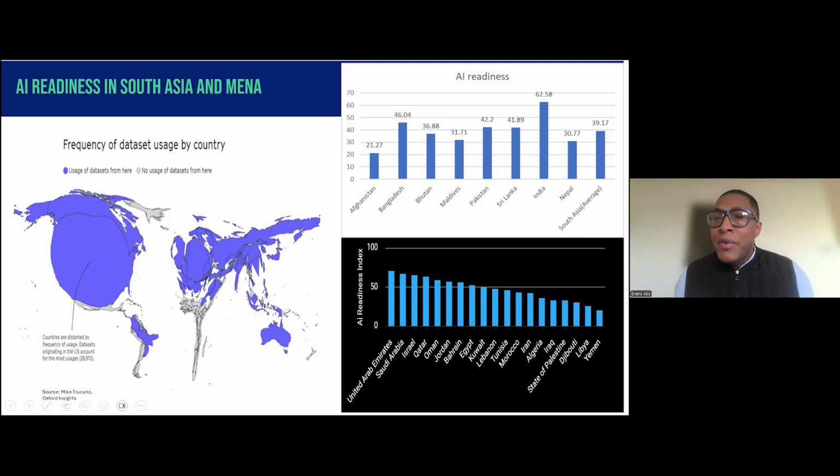We see a very low level of readiness: for South Asia, it stands at 39, and for MENA, it's 48. But for MENA, the problem again is that we have some great front runners that shadow a little bit those who are lagging behind.